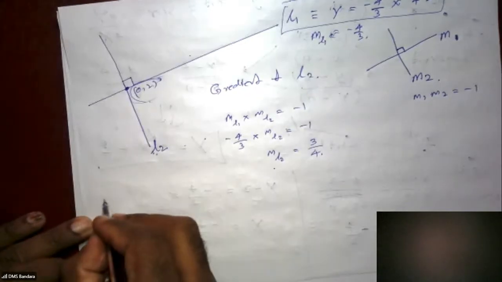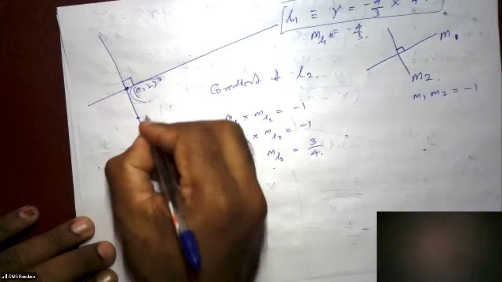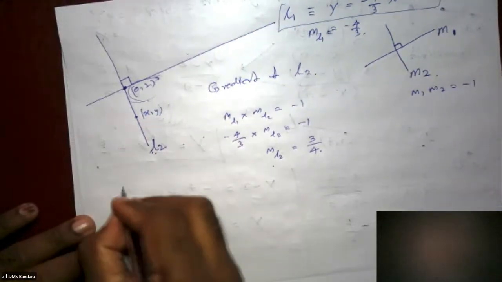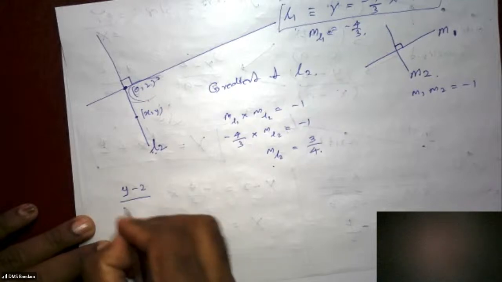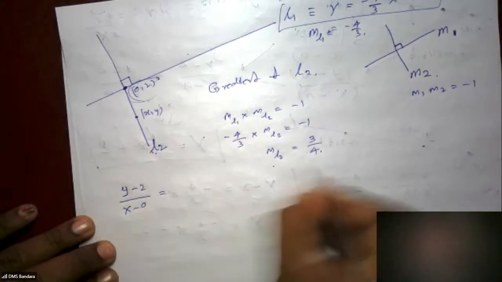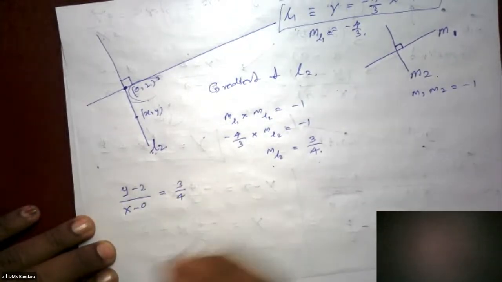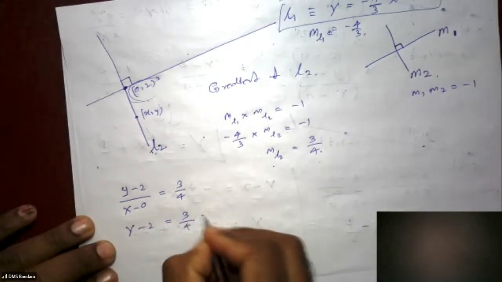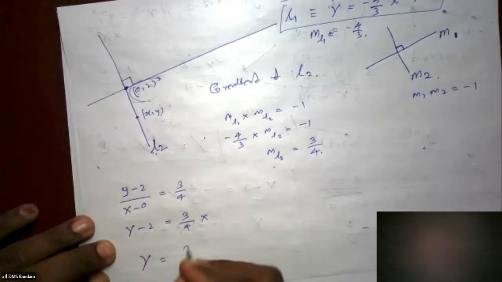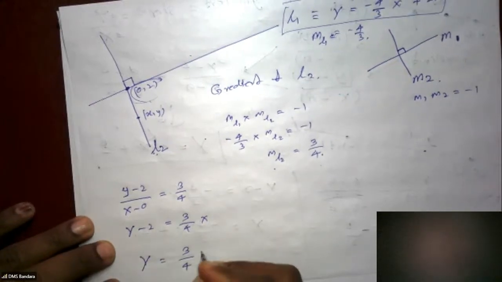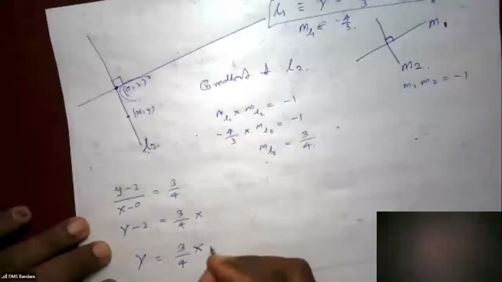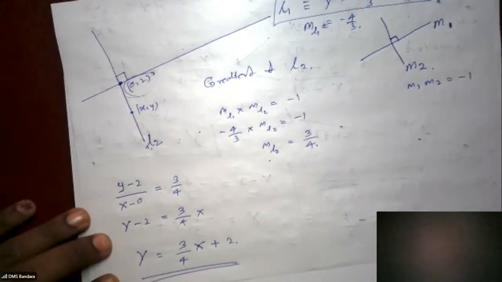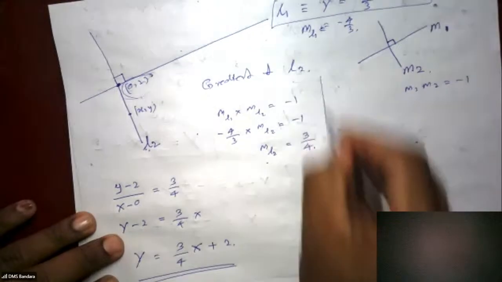Now we know the gradient of L2. Now we can write the equation by picking random points as x comma y, right? So y minus 2 divided by x minus 0 equals the gradient 3 over 4. So y minus 2 equals 3 over 4 times x. So y equals 3 over 4 x plus 2. This is the equation of L2, right?